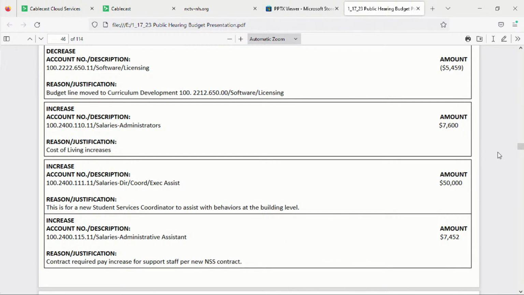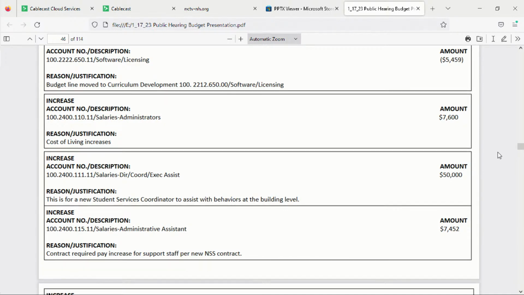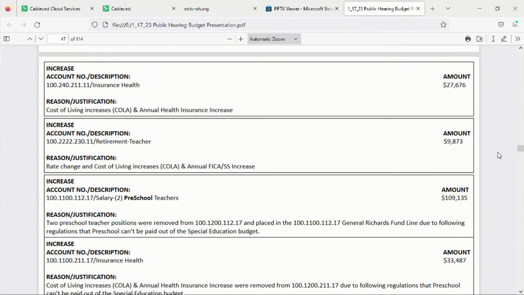The salaries administrative, up $7,452, and that is based on the contract. Again, insurance and health up $27,676 due to cost of living. Retirement teacher, again, up $9,873.